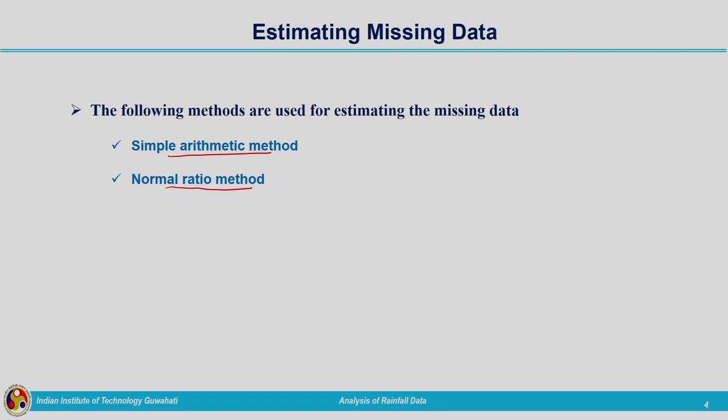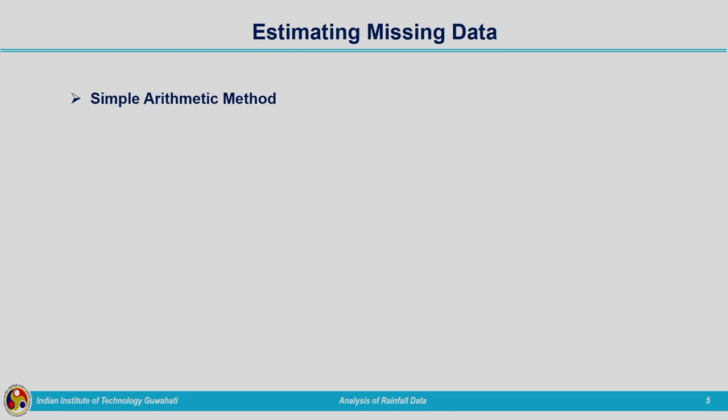Simple arithmetic, from the name itself, it is very clear, we are just averaging out the data from the neighboring stations. And the second one is a typical method which is only used for rainfall analysis, the normal ratio method. Let us see the simple arithmetic method first.